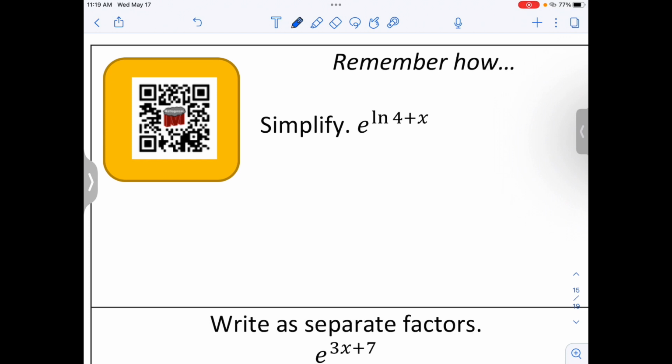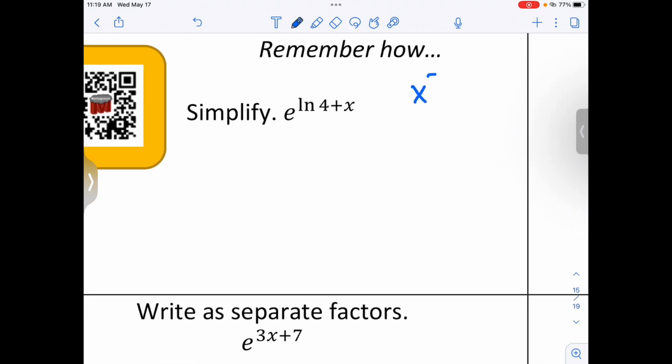All right, so before we attack this, what if I said x to the 2 plus 3? That would be x to the 5th, right? Or we could split that up into x squared times x to the 3rd, because we know that's also how we would end up adding 2 plus 3 to get x to the 5th. Well, it's the same thing with our problem. We have e raised to the ln of 4 plus x, so we can say e to the ln of 4 times e to the x. It's the same exact idea.